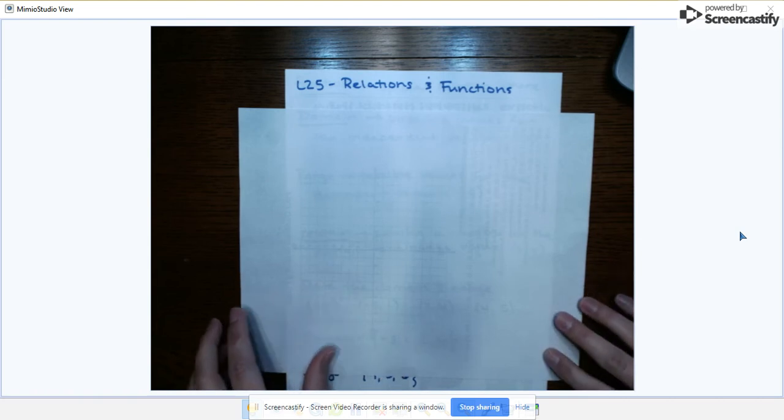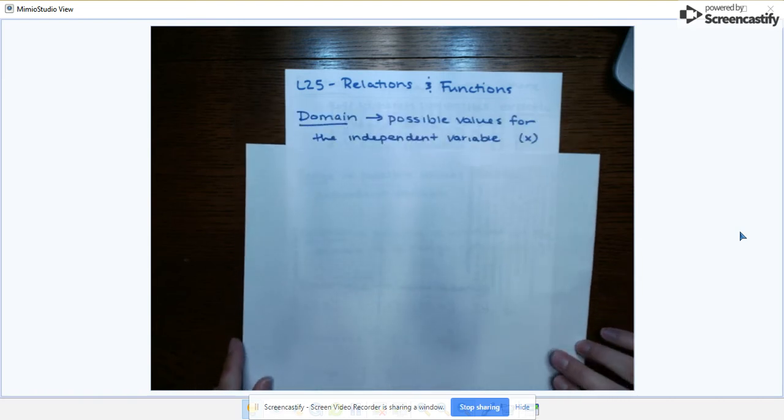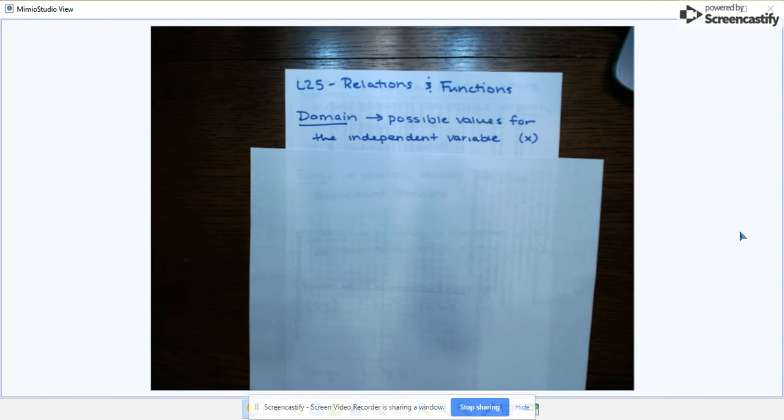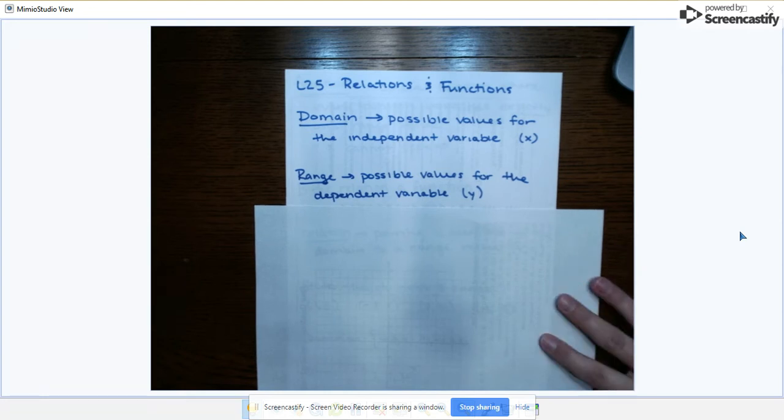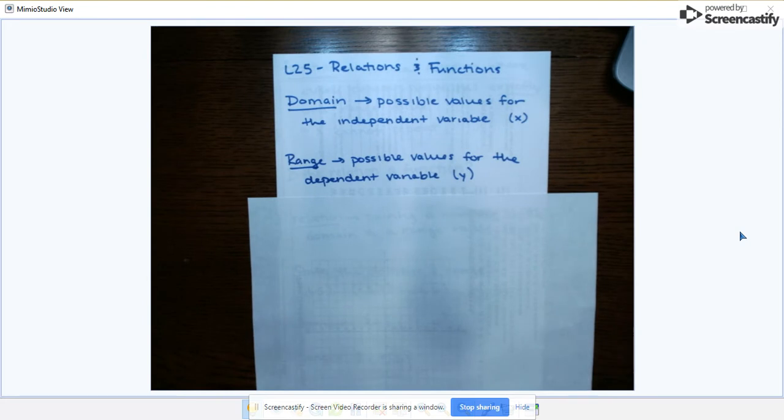Hey everyone, we're going to look at relations and functions today. So we're going to start out talking about domain and range, and our domain is going to be any possible value for our x's or our independent variable. And then also we're going to talk about range, which is our possible y values or the dependent variable. So when you have a domain and range, you have an independent variable, you have a dependent variable. We also like to call those inputs and outputs.